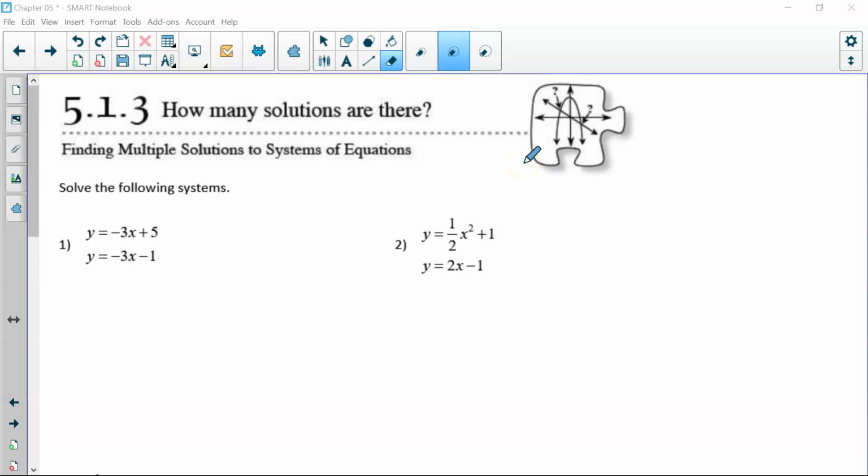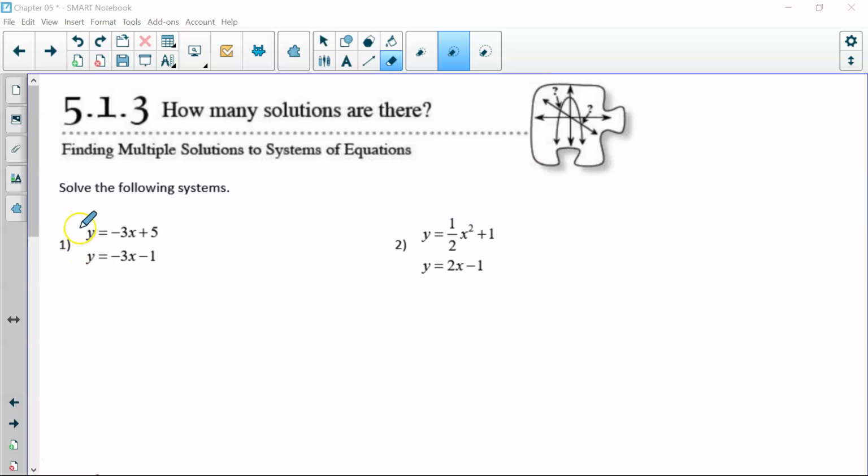Welcome to section 513. We're going to be talking about solving systems of equations. Now, there's multiple ways to solve systems. We could use substitution, elimination, and we're also going to talk about some more difficult ones with quadratics and such.